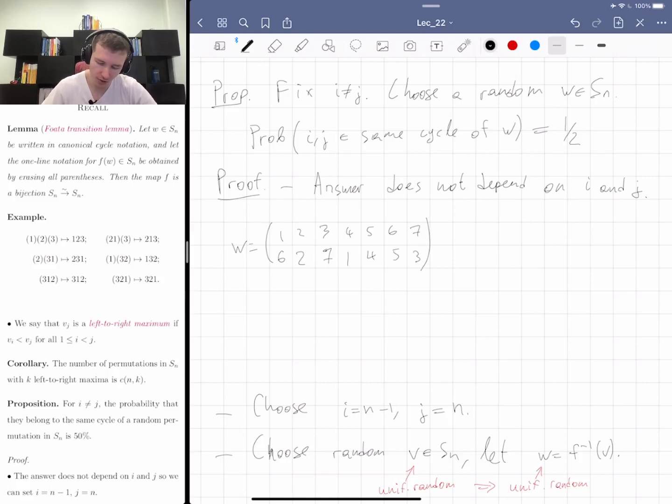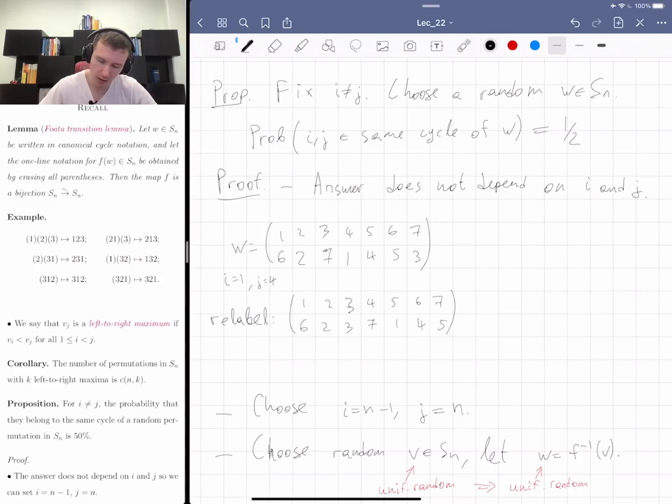Then I can relabel all the elements. So let's say you give me i and j, maybe i is equal to 1 and j is equal to 4. And then I want to relabel 1, 2, 3, 4, 5, 6, 7. I want to relabel 1 by n minus 1 and 4 by n. And then I choose maybe some other 2, 3, 1, whatever, 4, 5.